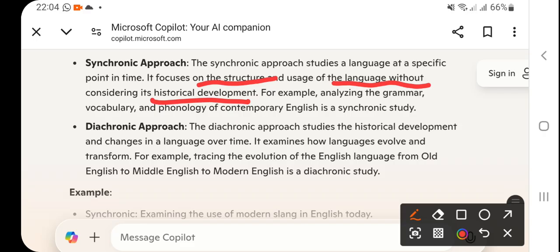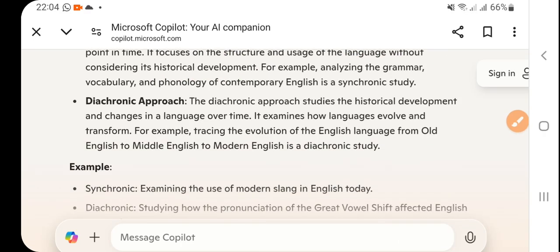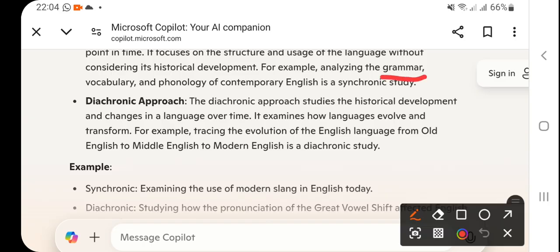What's the current, we just want to look at. For example, analyzing the grammar, vocabulary, and phonology of contemporary English is a synchronic study. So what do we study in synchronic study? We study grammar, vocabulary, and phonology, meaning pronunciation, of contemporary English. These are all part of any study of language, but when we study contemporary grammar, vocabulary, and phonology, that will be known as synchronic.